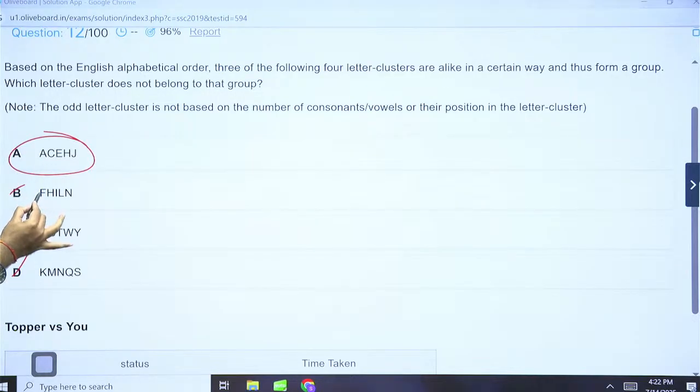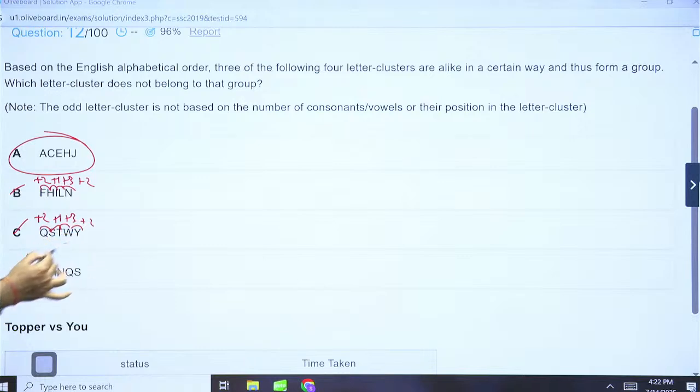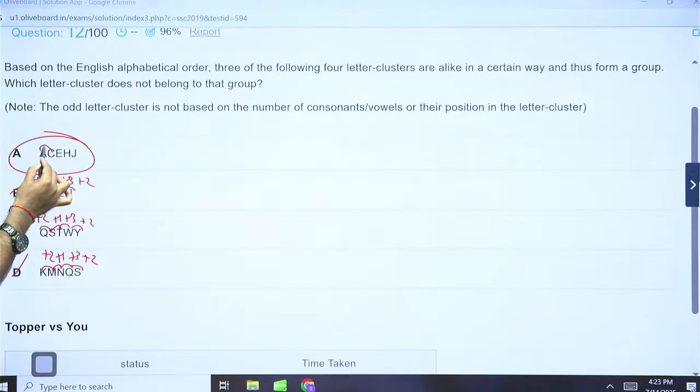Because 6, 8 plus 2, 8, 9 plus 1, 9, 12 plus 3 plus 2. 2, 1, 3, 2, 2, 1, 3, 2. This is not following. This is 2, 2, 3, 2. Option A is the incorrect one. We just checked it with the middle 2 letters. Okay.